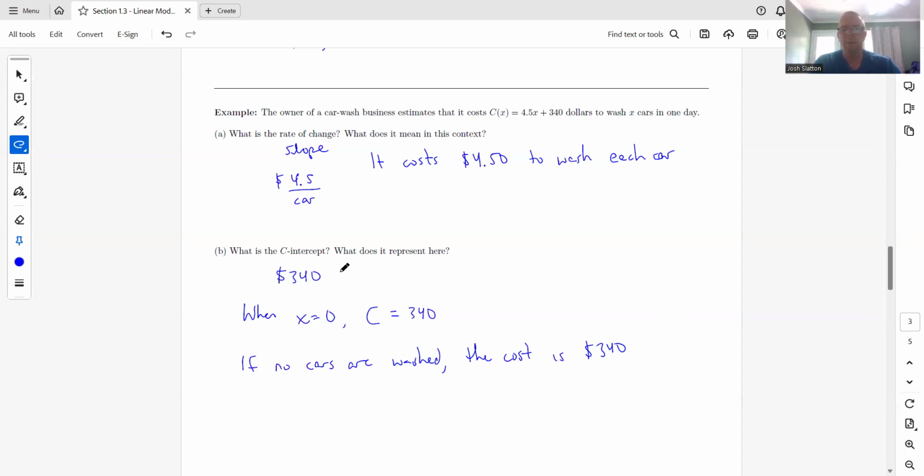But basically, if you have to interpret a y-intercept, this is kind of what you want to say, and then put this problem to that phrase. So again, when x equals 0, that means in this case no cars are washed. C equals 340, that means the cost is $340. So that one's usually pretty straightforward once you kind of remember the idea behind the y-intercept.